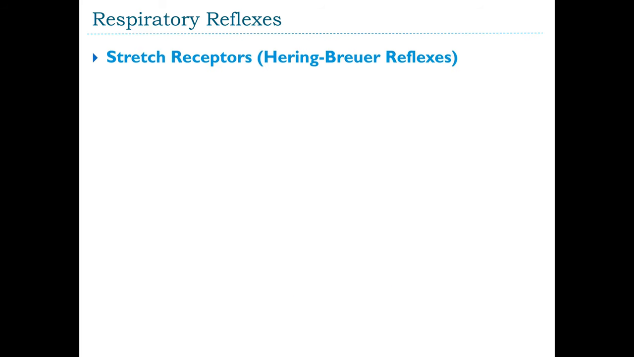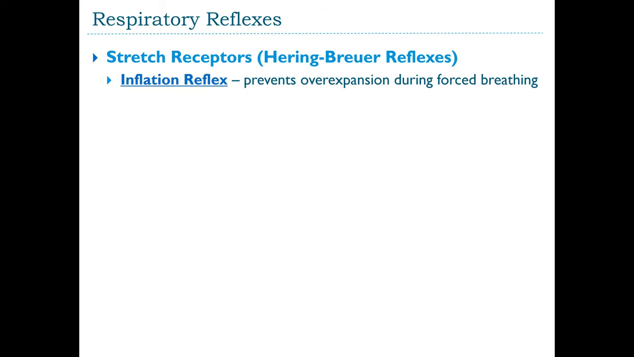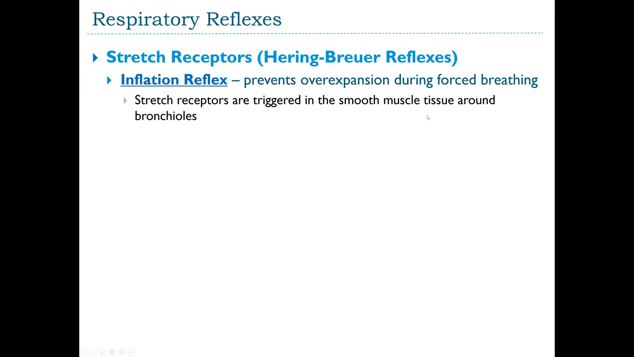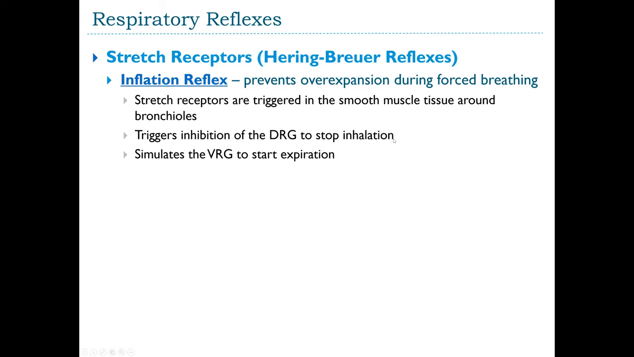There are also stretch receptors that are responsible for a series of reflexes called the Hering-Breuer reflexes. And we're going to look at the two big ones. So the inflation reflex prevents overexpansion during forced breathing. So it keeps you from overexpanding your lungs. So there are stretch receptors that are triggered, and these stretch receptors are located in the smooth muscle tissue around the bronchioles. And once you've inhaled to a certain point, this is going to trigger inhibition of the DRG to stop your inhalation, and it will stimulate the VRG to start the expiration.